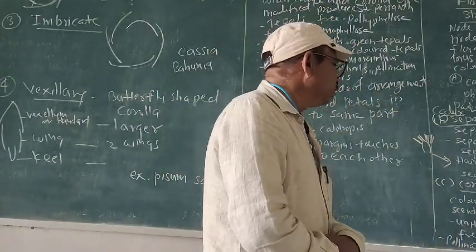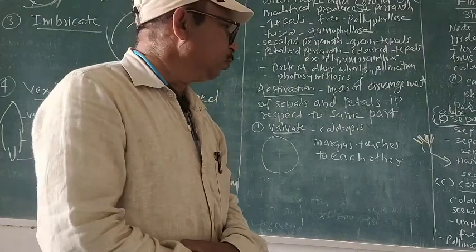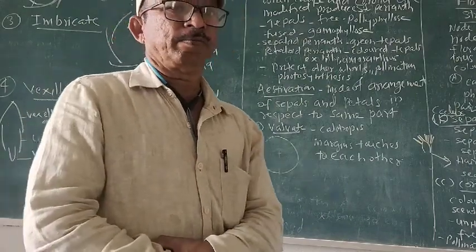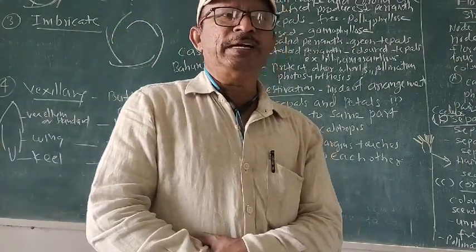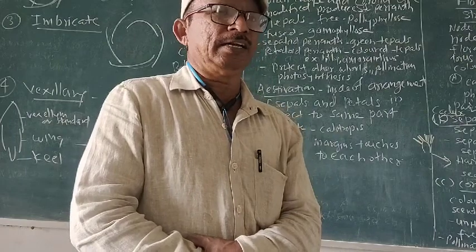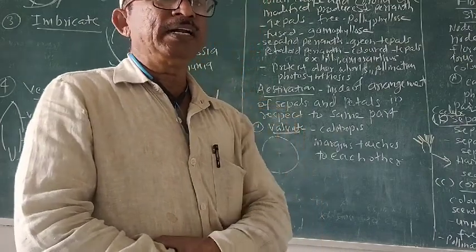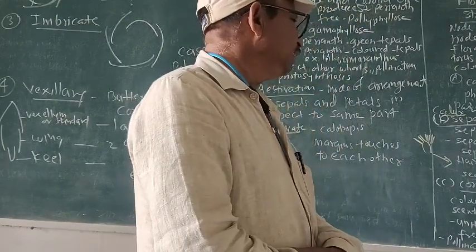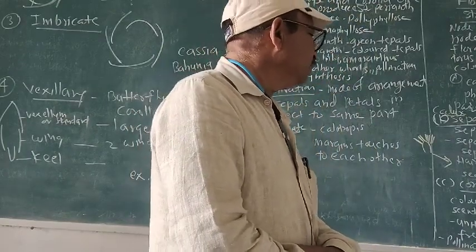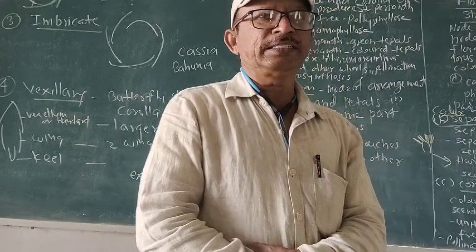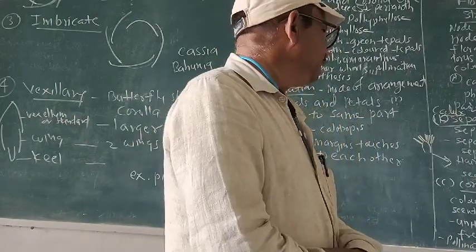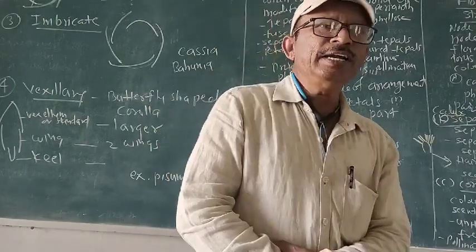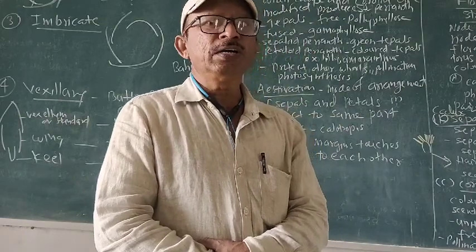Now the second part is corolla. What is the corolla? It is the second part. The parts are called petals. They may be of any color. The color of the flower is the color of the petal. So it is the second part. Petals are colored. They may be sweet in taste. They have scent. They have color.